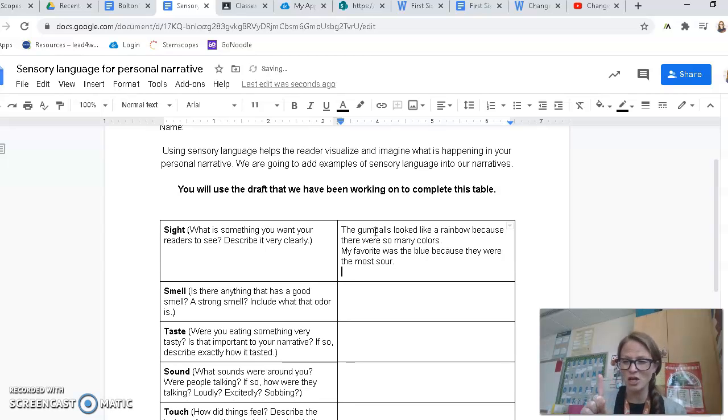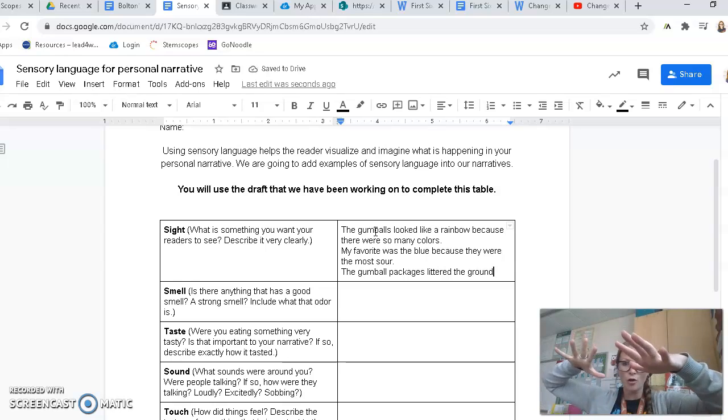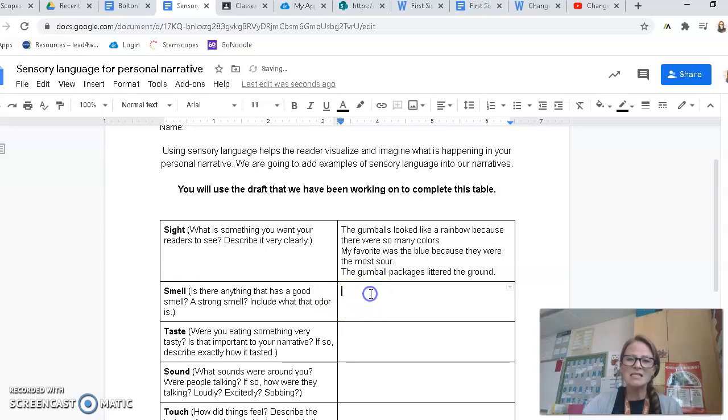Another thing that I remember in my challenge, remember he challenged me to eat 10. Another thing that sticks out in my brain is seeing all of those wrappers littered on the ground, because I was just popping those gumballs into my mouth and throwing the packaging on the floor. So: the gumball packages littered the ground. That helps you picture that they're just thrown all over the ground, right? The smell. I don't really remember there being much of a smell. So I'm going to leave that one blank for right now.